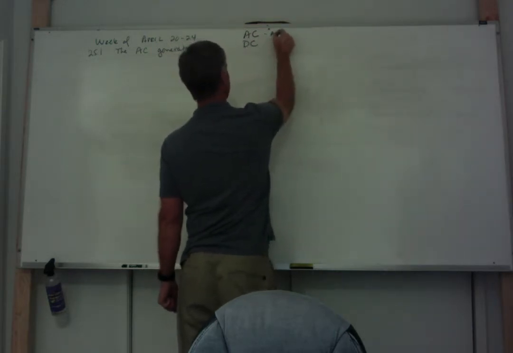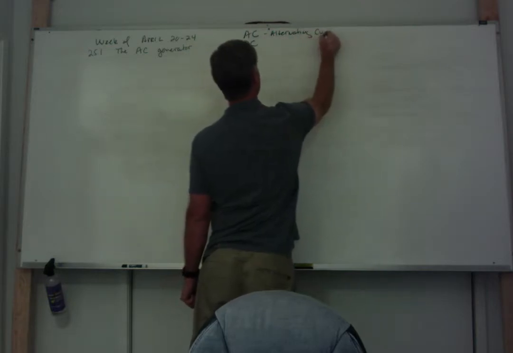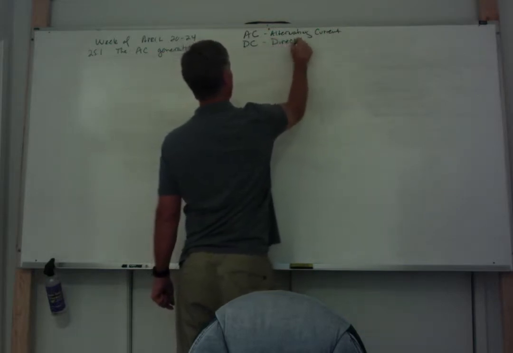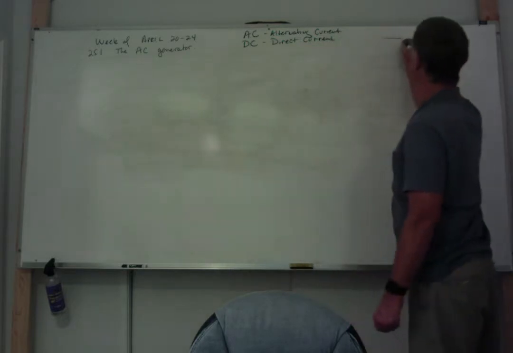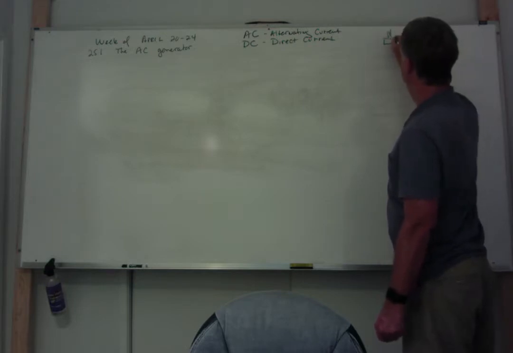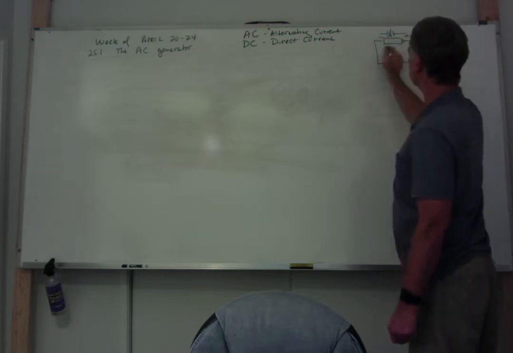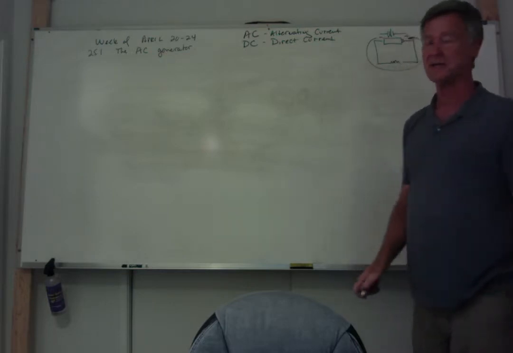But AC stands for alternating current, and DC stands for direct current. Now here's the difference. If I take a battery and put a resistor here, and if this is negative and this is positive, the current will flow like this. We can almost think of it as water flowing downhill.